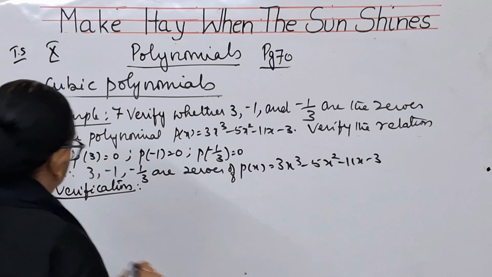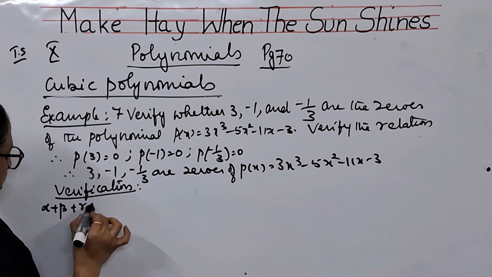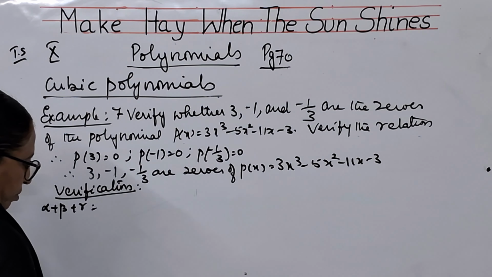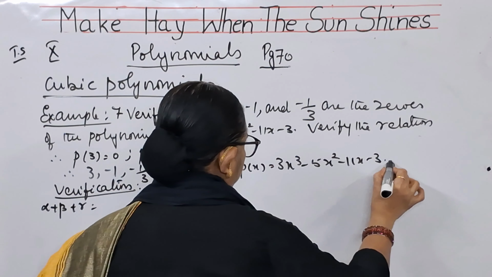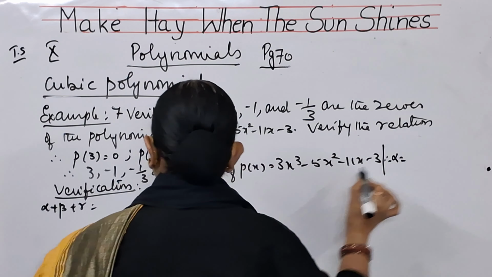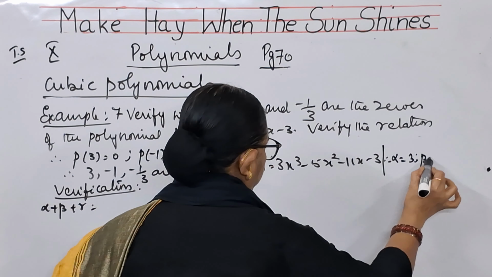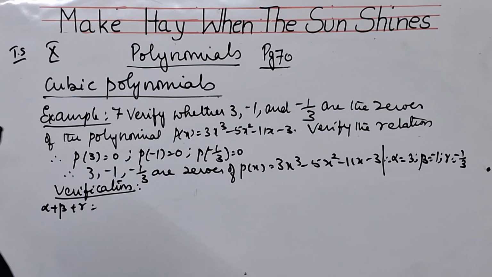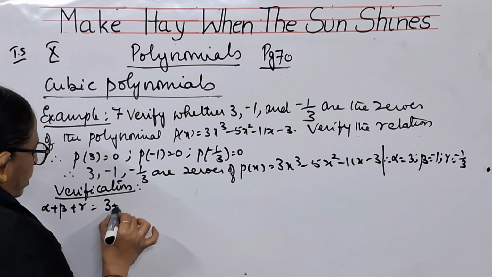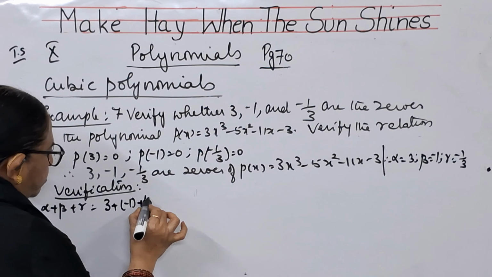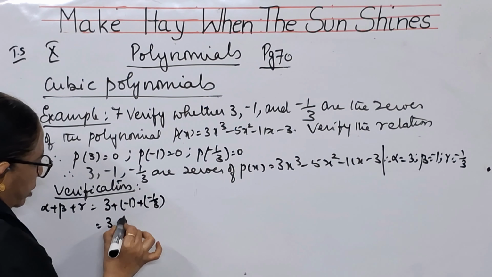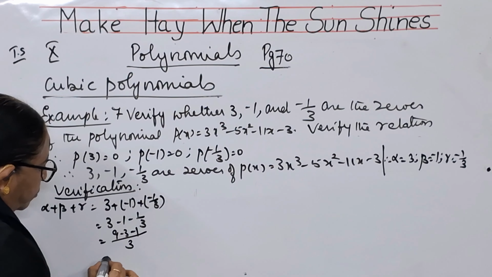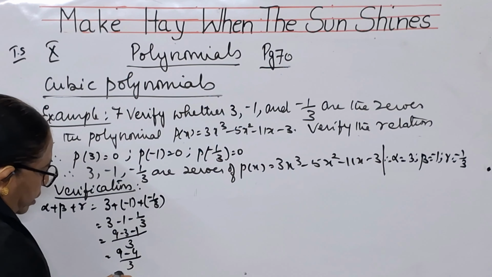So verification: you have alpha plus beta plus gamma is equal to... alpha is how much? So in this case, what can we take, children? Therefore alpha is equal to 3, beta is equal to -1, gamma is equal to -1/3. Alpha, beta, gamma values we have taken like that. So alpha plus beta plus gamma, 3 plus of -1 plus -1/3. So 3 -1 -1/3. Take LCM, 9 -3 -1, 9 -4 by 3, 5/3.